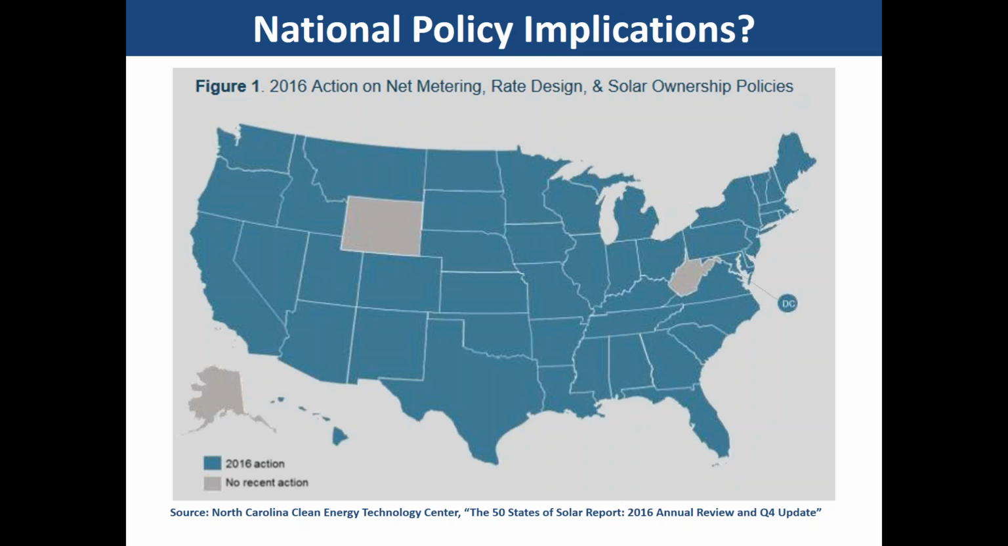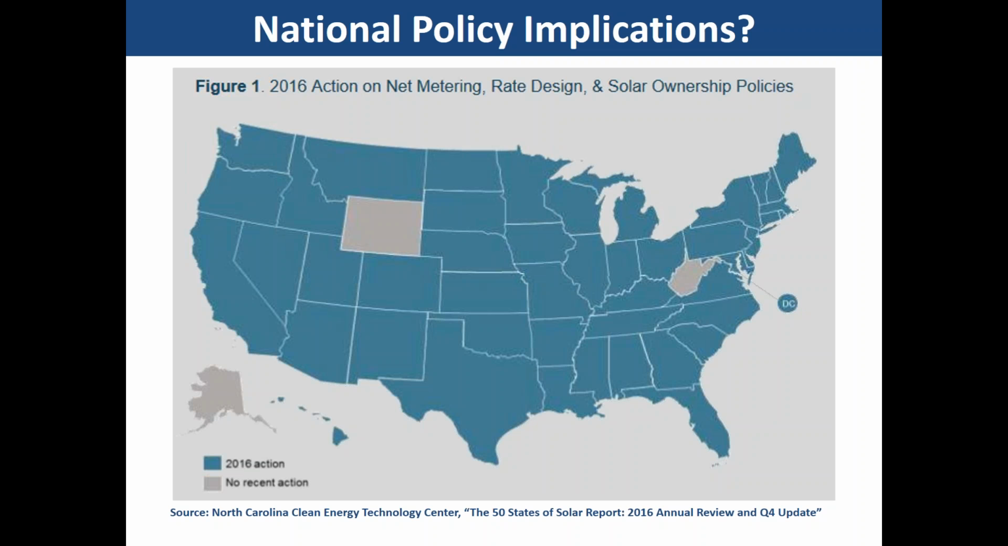Also want to talk about the national policy implications. This is a map from the North Carolina Clean Energy Technology Center. It's called the 50 States of Solar Report. They put this out quarterly. It was looking at 2016. In 2016, 28 states considered or enacted changes to net energy metering. 16 states looked into the value of distributed generation and the cost-benefit analysis of net energy metering. 16 utilities looked at increasing charges for rooftop solar customers, and several utilities proposed implementing demand charges for residential customers.